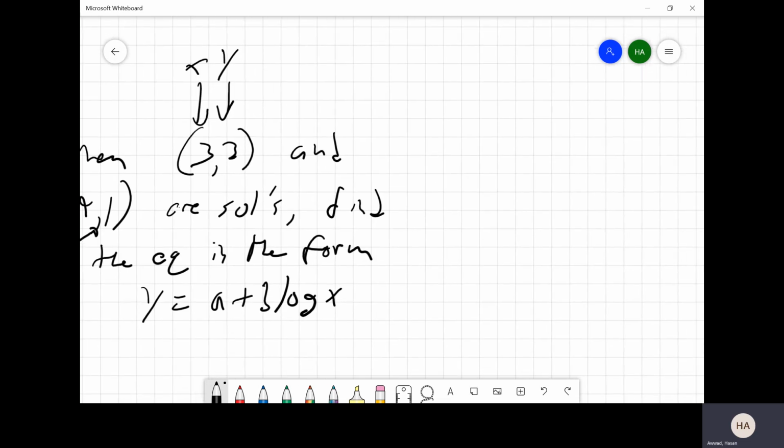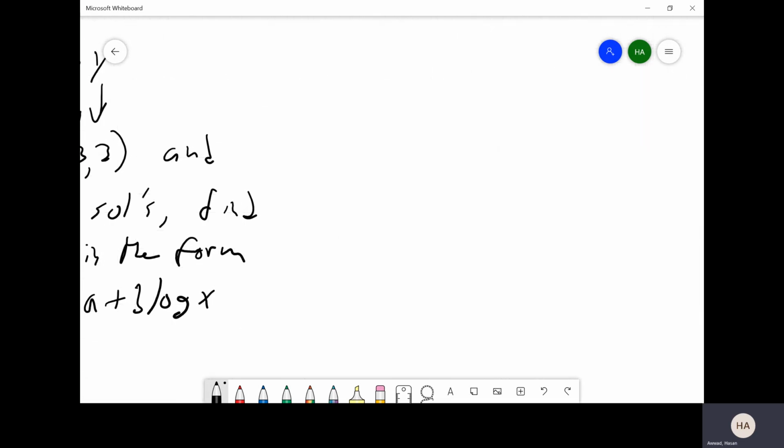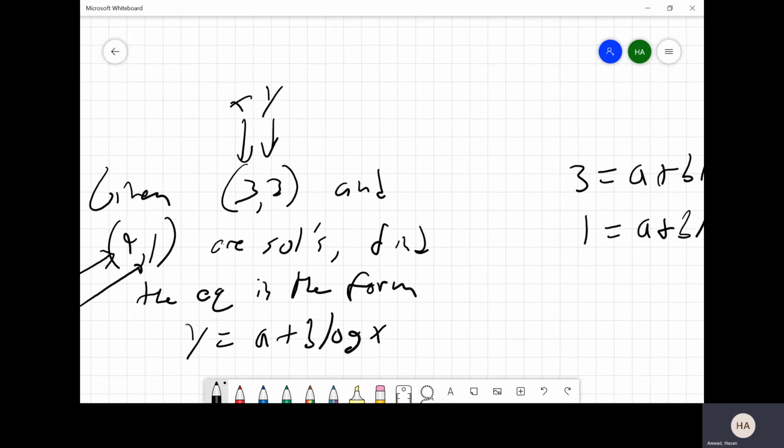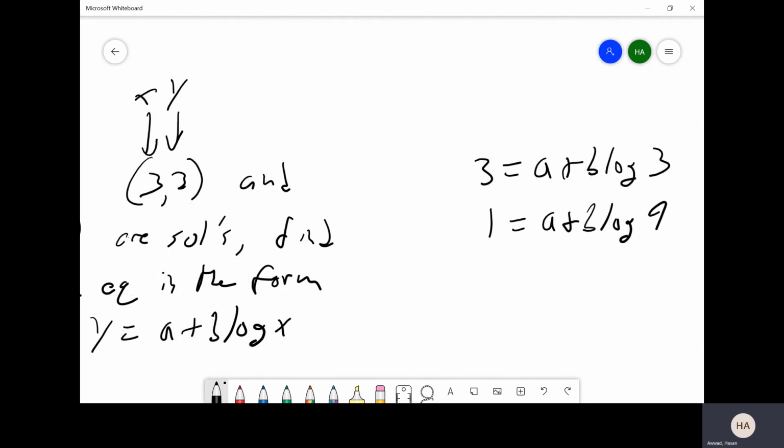All right. So setting this up, for (3, 3) we're going to have 3 is equal to a plus b log of 3. Okay. And for the second one, we're going to have 1 is equal to a plus b log of 9. Okay, easy enough, right? Again, we had our y. Y for the 2 points was 3 and 1, so we have 3 and 1 for our y's. And then for our x's, that was 3 and 9. So that's where we're writing that, right?